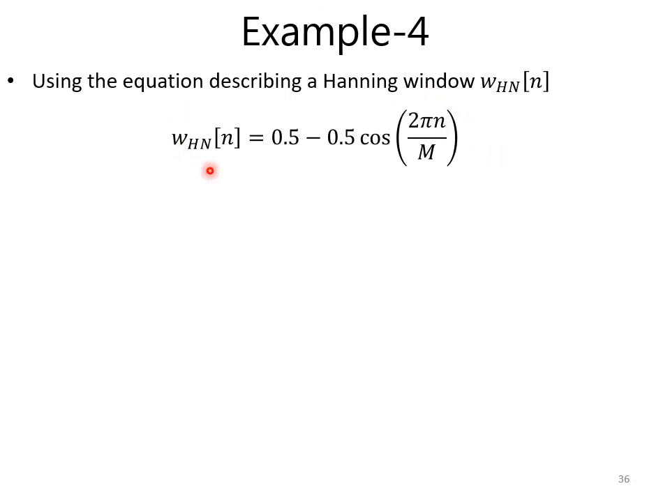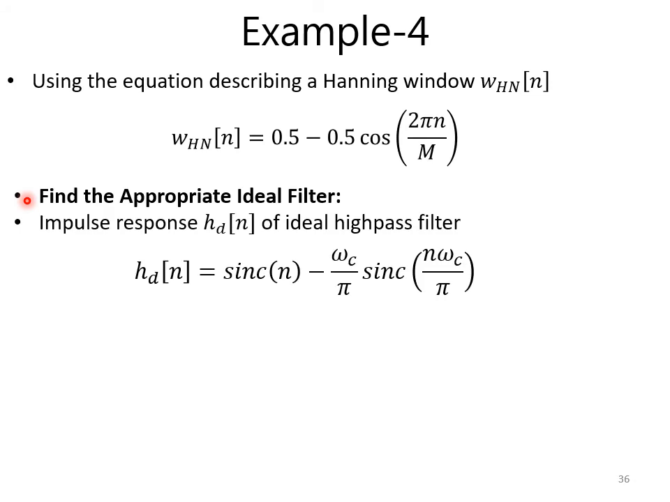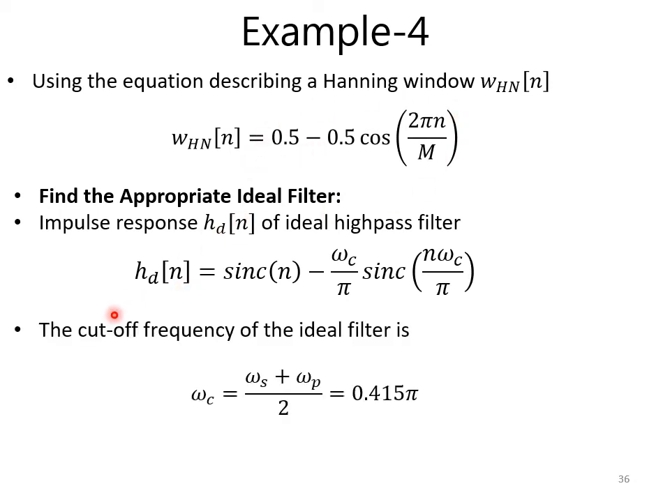Now the equation of the Hanning window is given here, which we can use for the truncation of the impulse response. Now we have to find the impulse response of the ideal high pass filter, which is given by this equation. The ideal high pass filter is equal to sinc n minus the low pass filter. First we have to shift this response by M upon 2 units to the right of 0, and then multiply it with this window function, right?